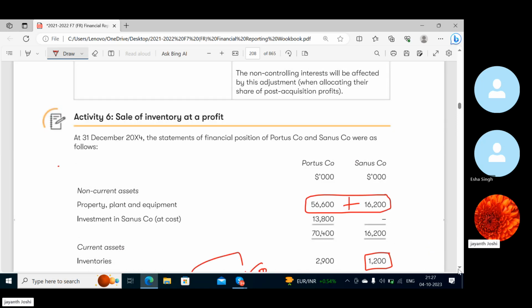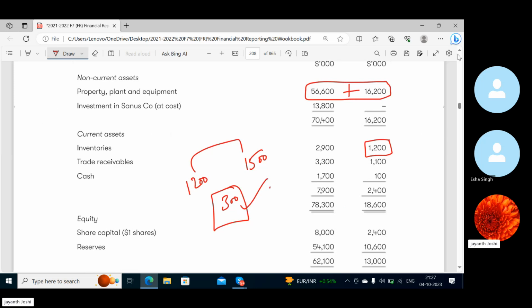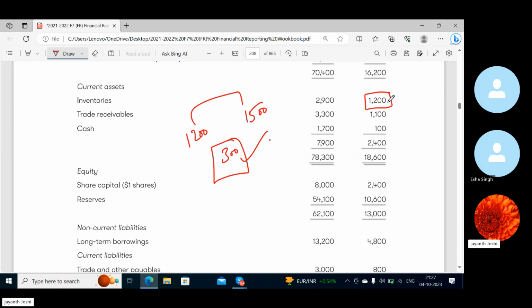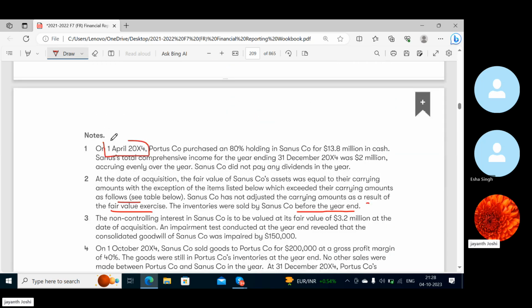See, one thing you should understand, please. This is the value of the inventory at the end of the year, 31st December 2004. This is the value of inventory at the end of the year. The company was acquired on 1st April 2004. That day, the inventory value was higher by 1500, right? Yes or no? 300, in the sense that on the date of acquisition only there was a movement.